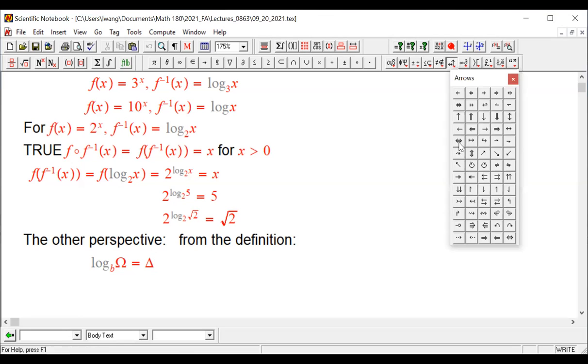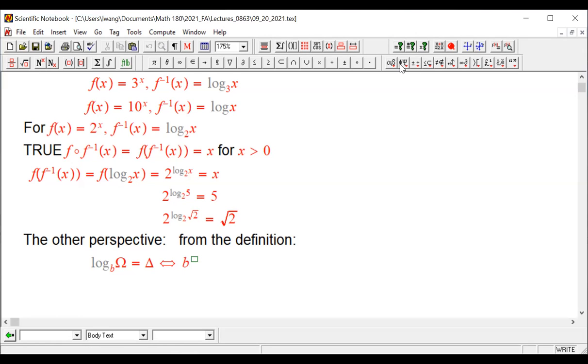Okay, so now on the other side, it would be B to the power triangle equals that baloney, where zero is less than B, not equals one. In the case of two to the power, well, from this definition, let's just do it this way. B raised to the power of triangle is omega, right? And the triangle is the same as the logarithm form. So I can substitute the triangle with the logarithm form, right? So that's what I would do. Boom.